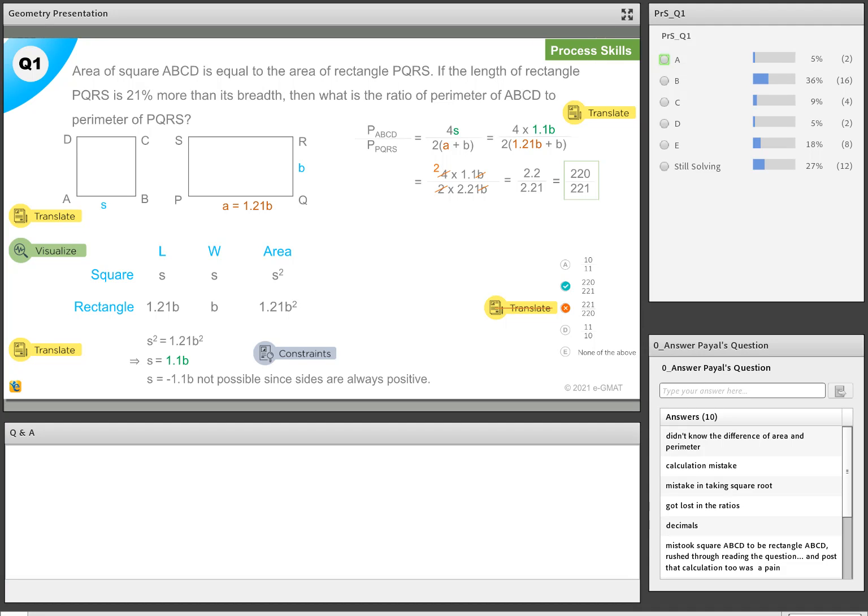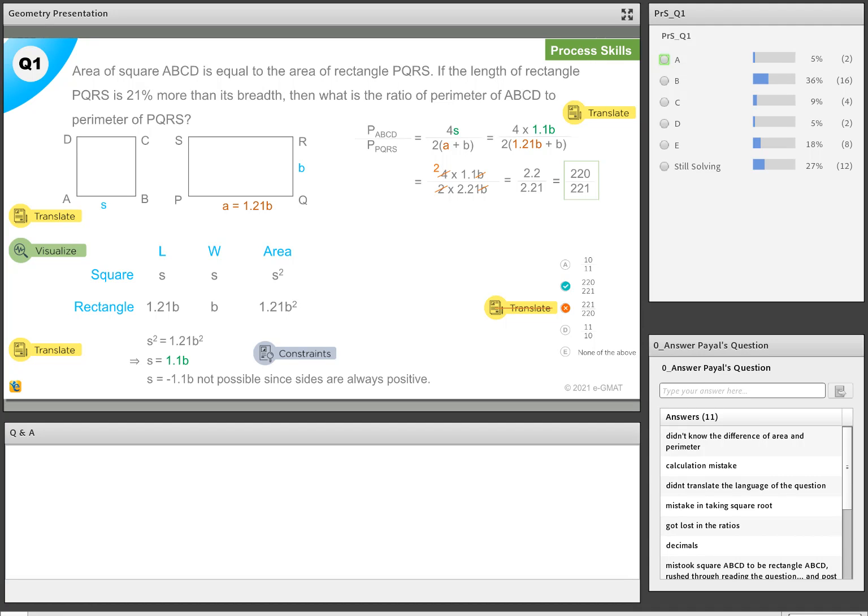Now, if you mistook square ABCD to be rectangle ABCD, then that means that you need to pause. You need to take it a little bit slow, okay? And again, that's the mistake that a number of students do. Because they feel that they need to solve a question in a particular amount of time, they rush through it. And the very fact that they are rushing through it means that as they go into solving the question, they will get convoluted.